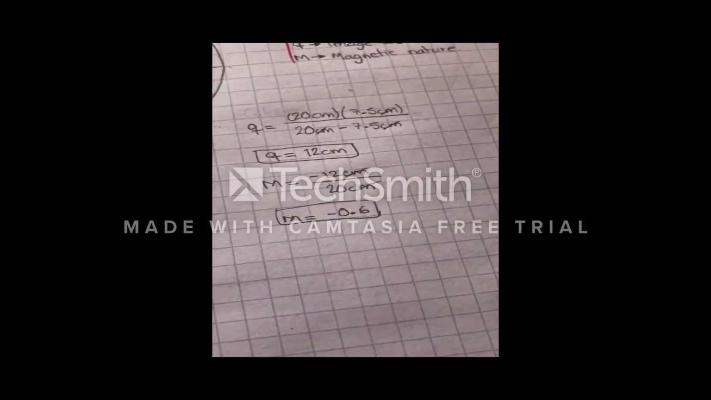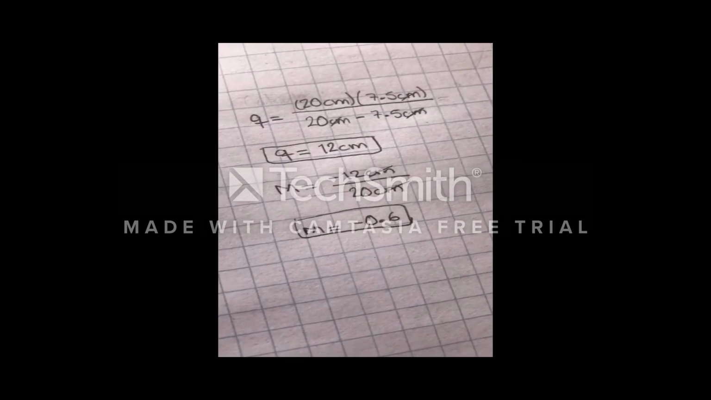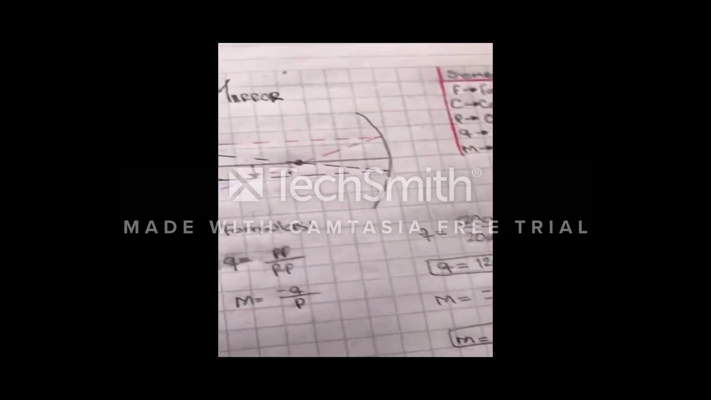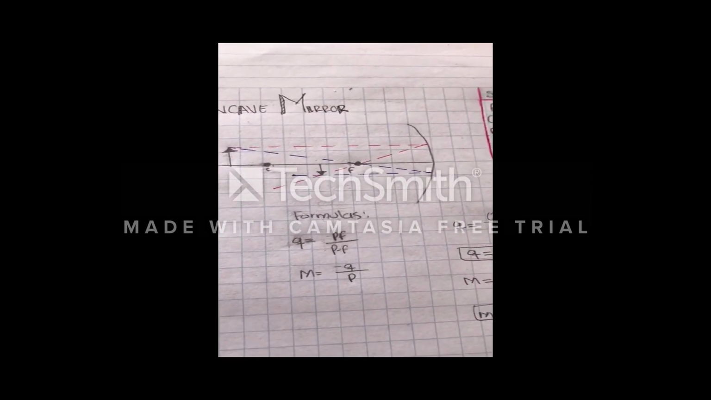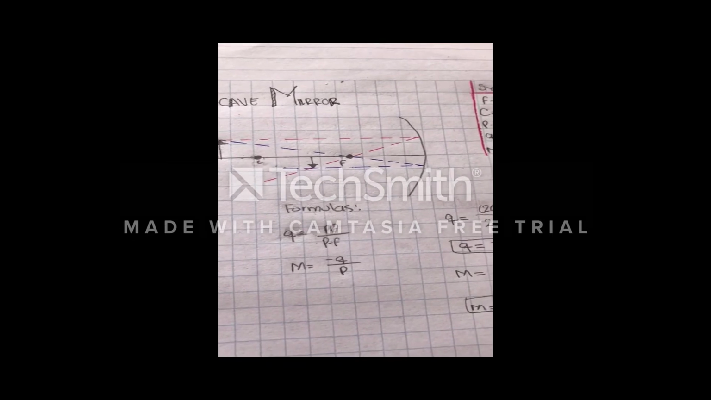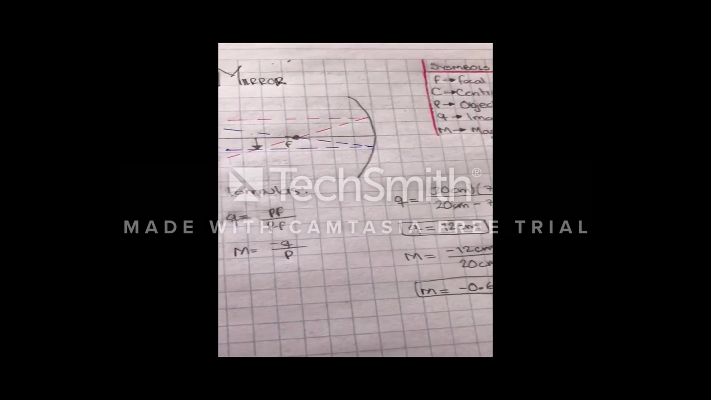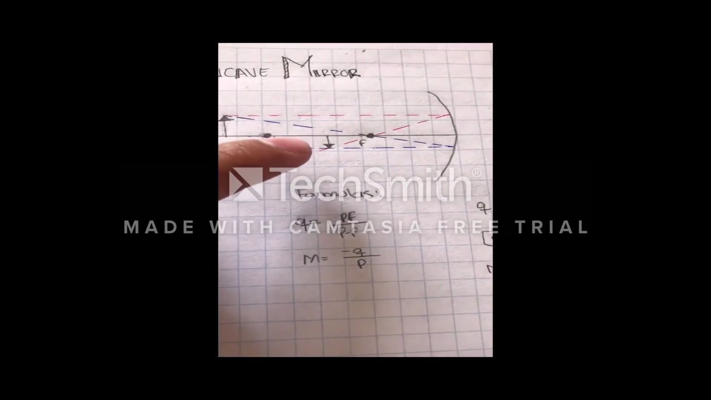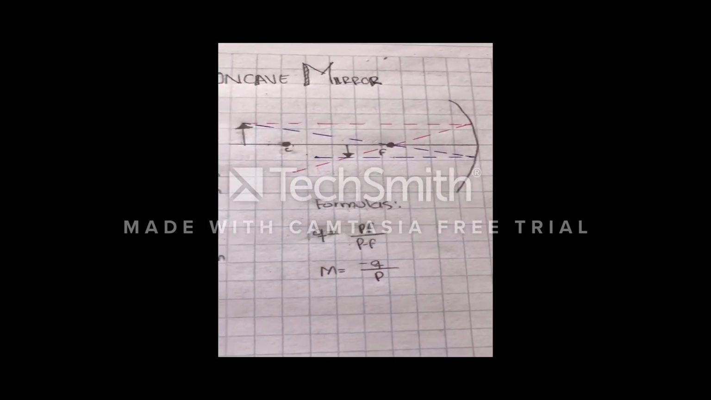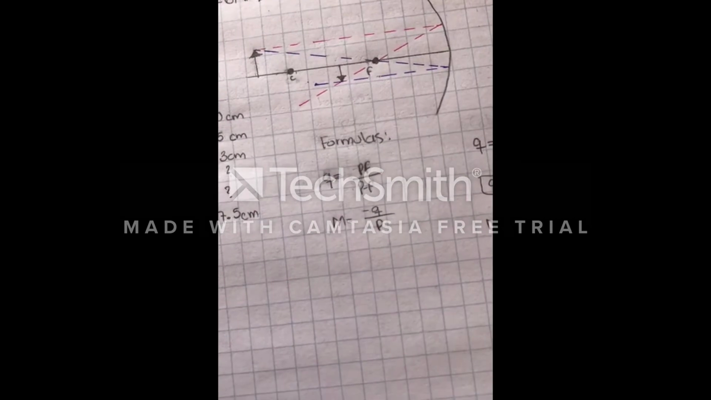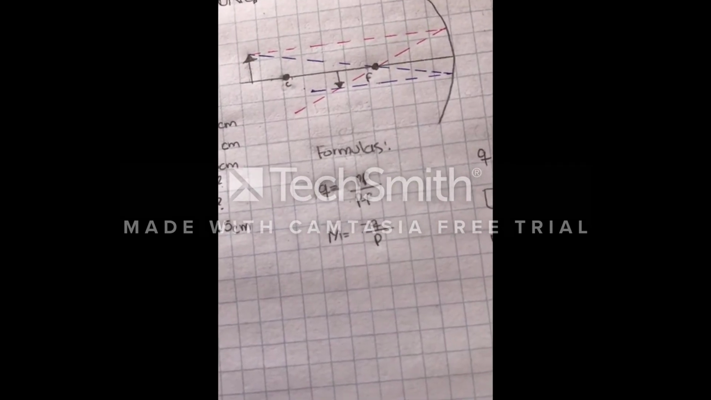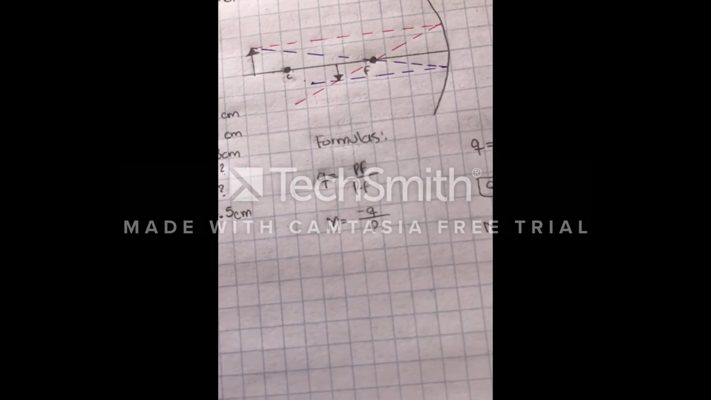Okay, and if we want to graph it, it looks like this. As the magnification is negative, the image is also negative, it is upside down. Thanks for your attention, and don't lose the next video.